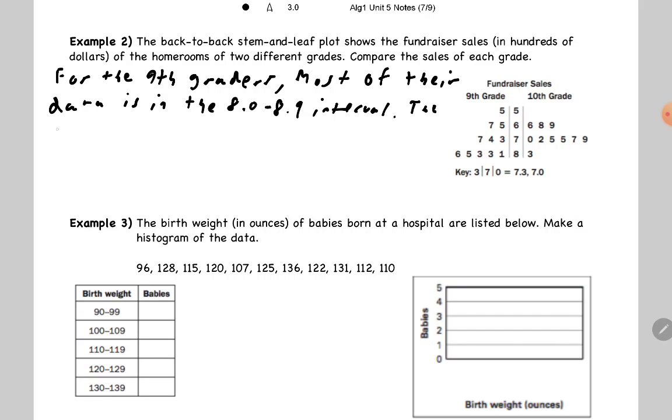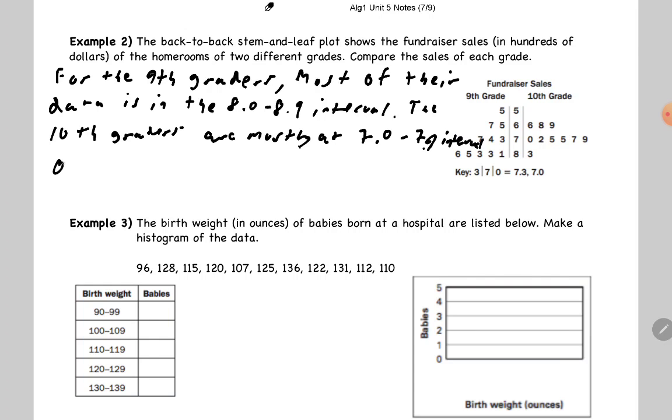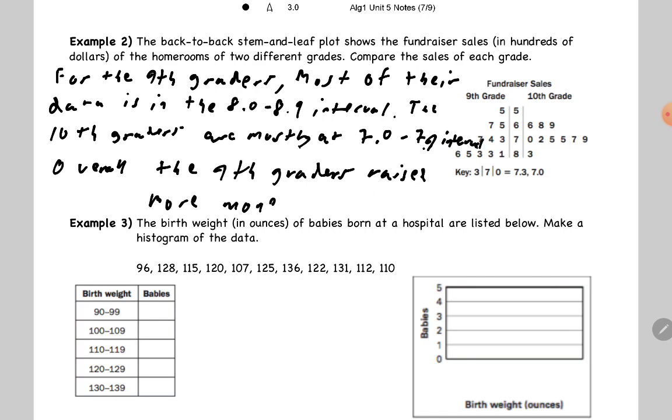The 10th graders are mostly at the 7.0 to 7.9 interval. So overall, the ninth graders made more money. Raised more money than the 10th. Okay.